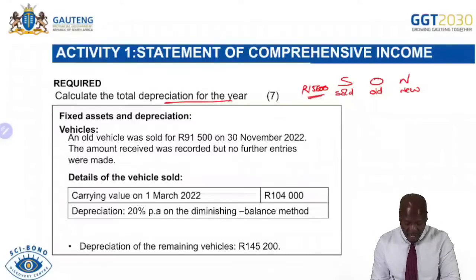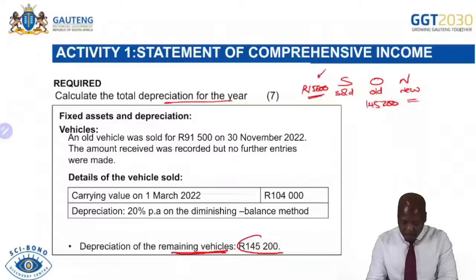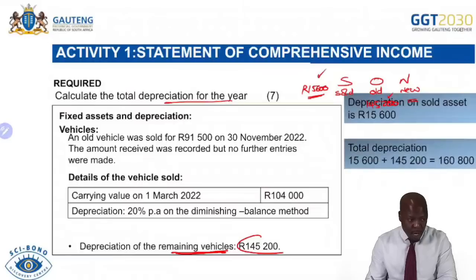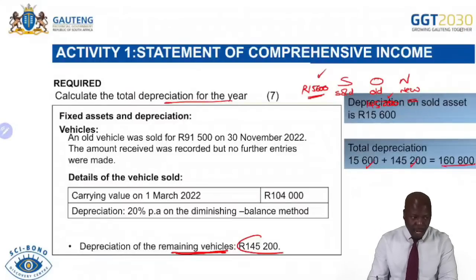What was given is the depreciation of the remaining vehicles. Okay, so we have the old, and the old are 145,200. So we're just going to add this, my 15.6 plus my 145.2. And if you look over here, I have it. Here's the depreciation of the sold. And if you come here, I have my 15.6. Then I end up with 160,800. This is my depreciation on the vehicles.